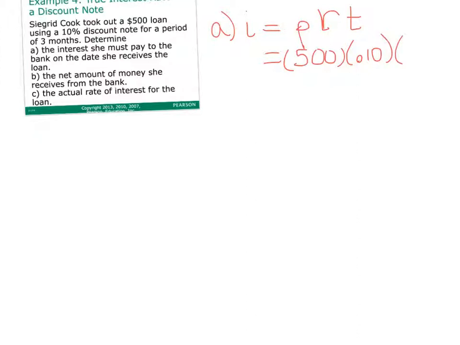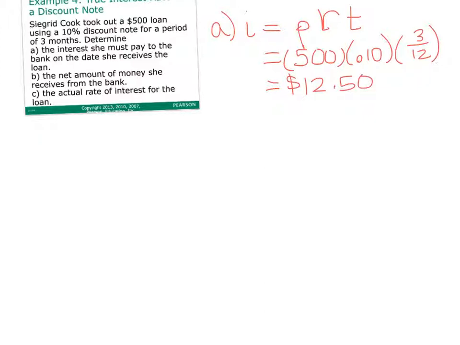Now, time is usually measured in years, so you have to take the 3 months divided by the number of months in a year. So she's really borrowing the money for a quarter of a year. But you can type it just like that in your calculator: 500 times 0.10 times 3 divided by 12. Your calculator will give you the correct answer, which is $12.50. So her interest is $12.50.